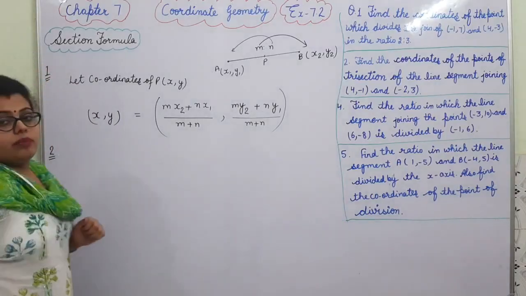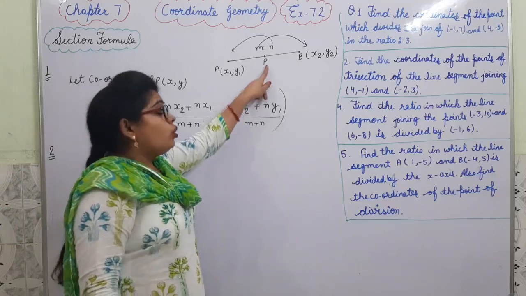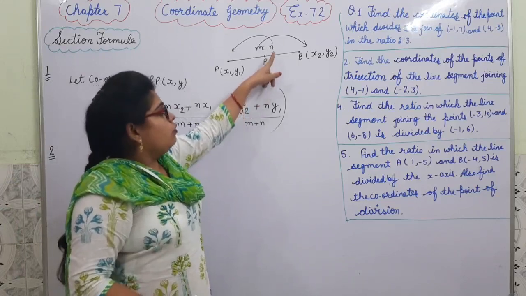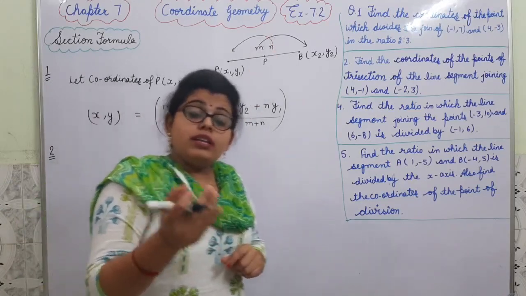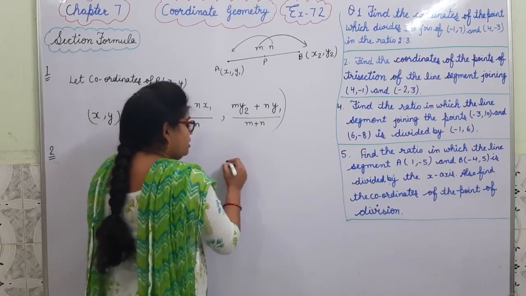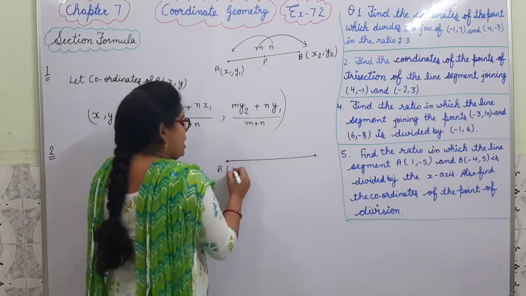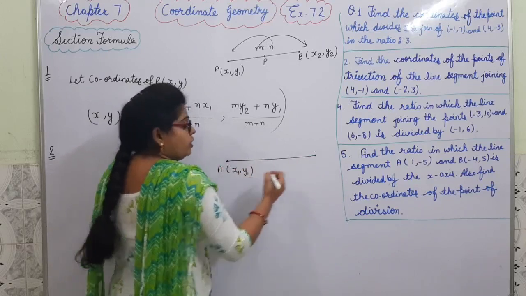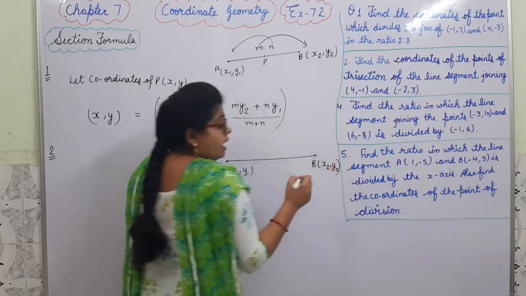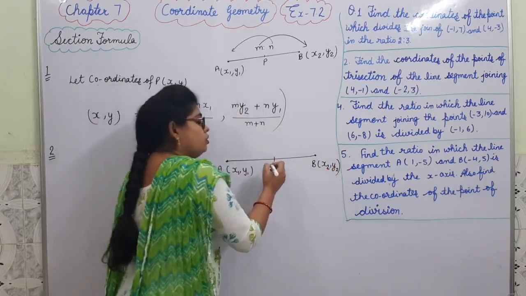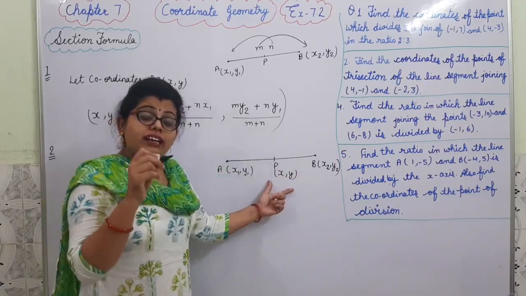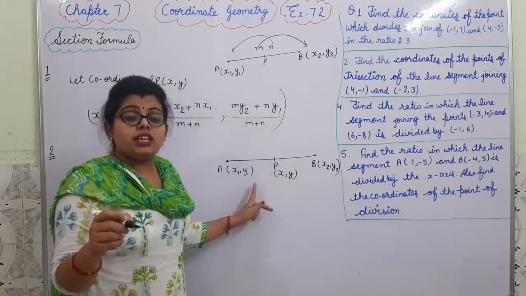Now the second type. Suppose here the coordinates of P are given, and we have to find this ratio. Then how will we do this? Yes dear students, again I am drawing the line segment AB, and the coordinates of A are x1, y1 and the coordinates of B are x2, y2, and there is a point P whose coordinates are x and y, and we have to find the ratio in which P is dividing AB.